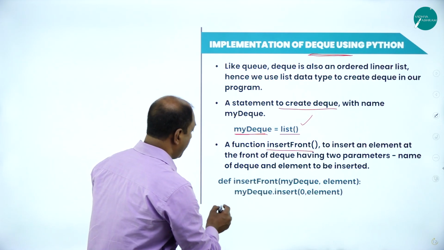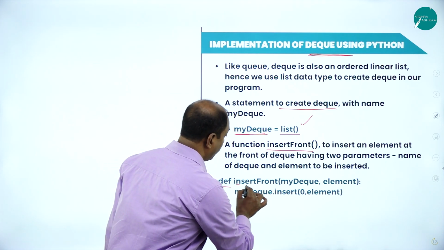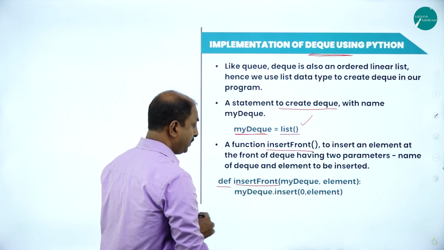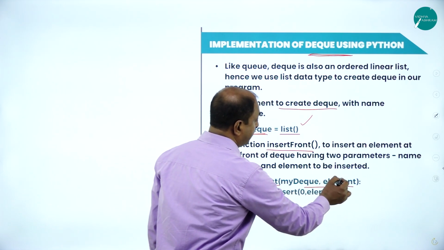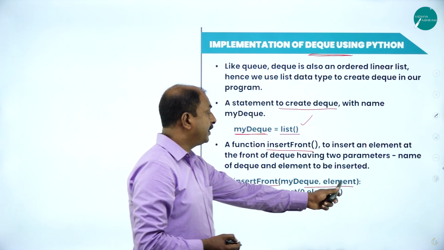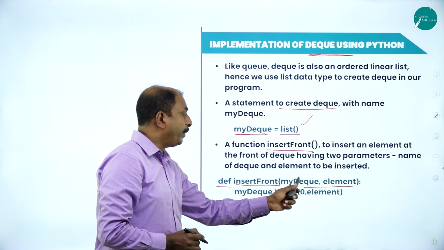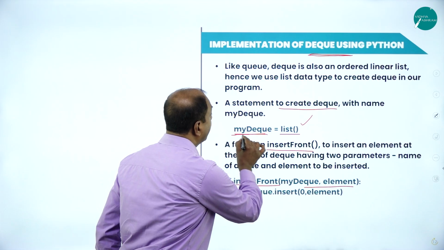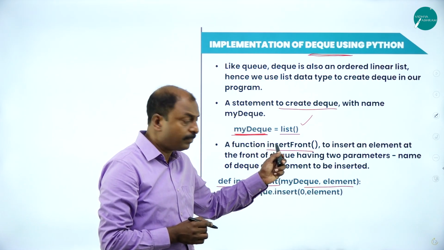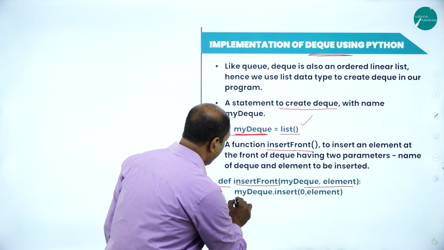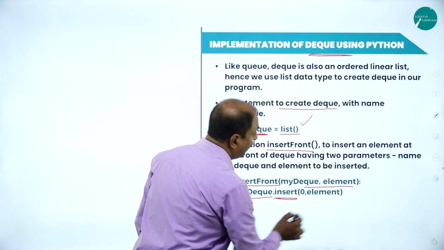The syntax will be def, as we are defining a function. Insert front is the name of the function, with parameters my_dq, element. Here element is the one element to be inserted at the front pointer, and my_dq is the name of the DQ which has been defined at the beginning of the program. And my_dq.insert, we are using insert(0, element).